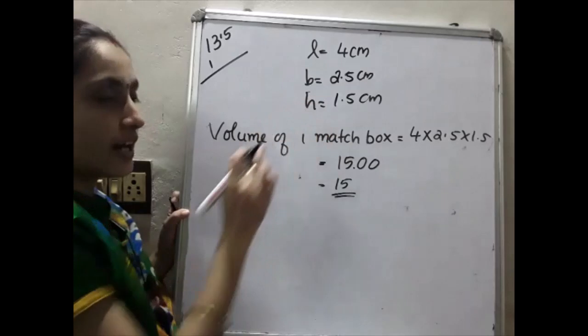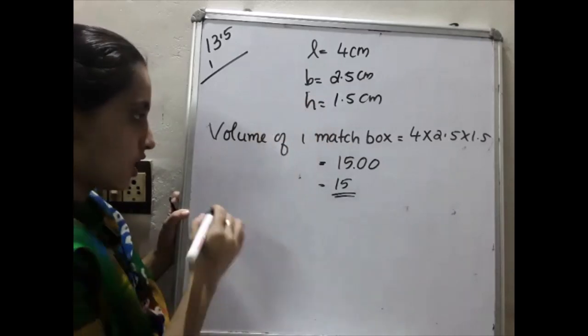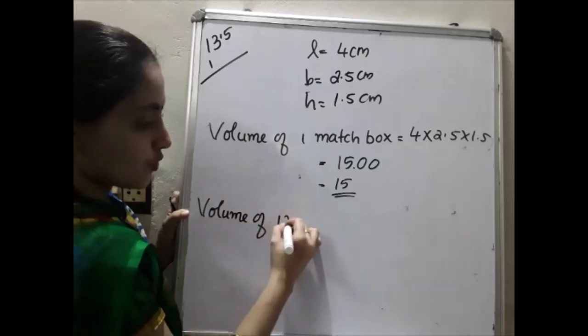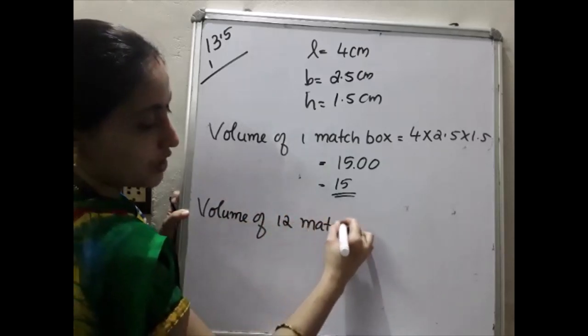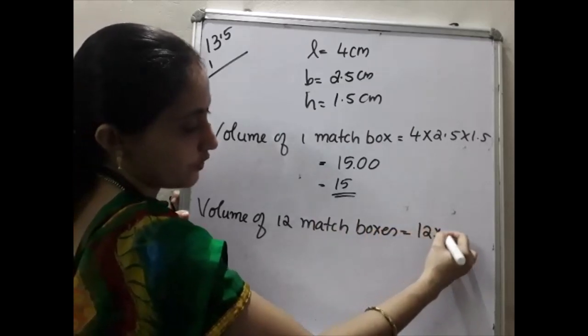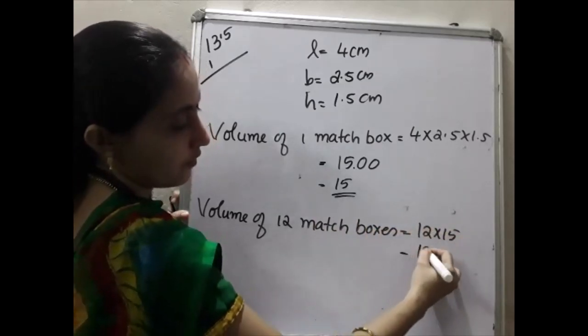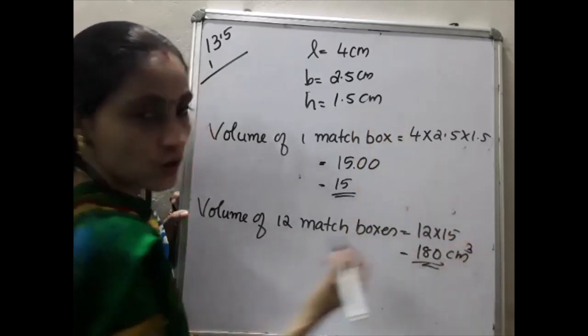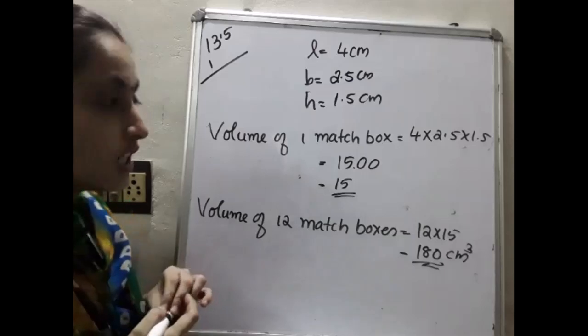Now you have to find how many such matchboxes? 12. So volume of 12 matchboxes will be equal to 12 into 15, that is equal to 180. 180 centimeter. For volume, the unit is cube. 180 centimeter cube is the answer.